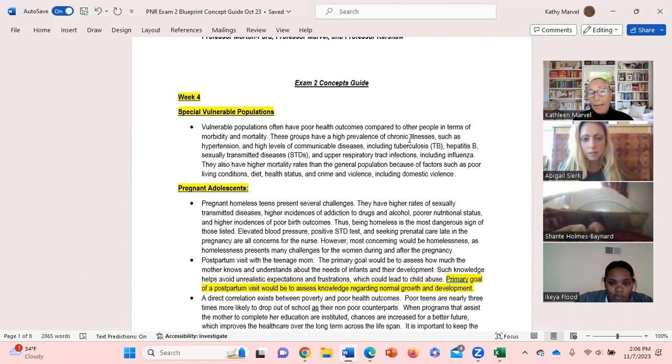Yes, and considering the question is about vulnerable populations, maybe what is their high risk? What is their high prevalence? Maybe select all that apply. So why do we talk about special vulnerable populations? What are they more at risk of? Does that make sense?